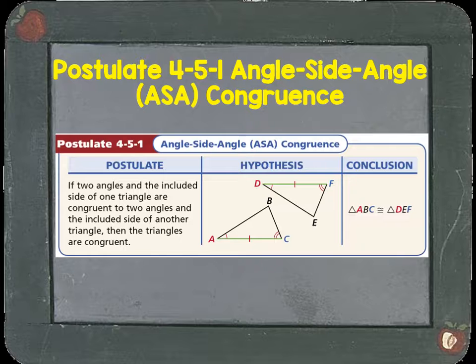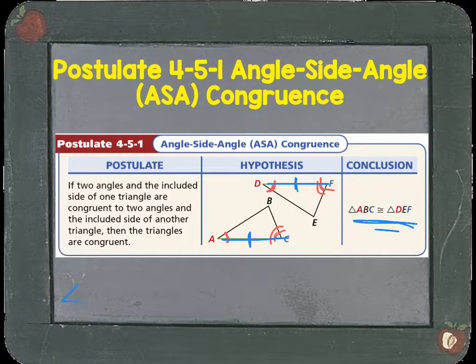So if you look at this diagram, they gave me that angle A matches angle D, angle C matches angle F, and the side that connects each of those is marked as congruent. That is angle, side, angle, or ASA. And again, just like yesterday's stuff, the order of the letters on the statement is important.